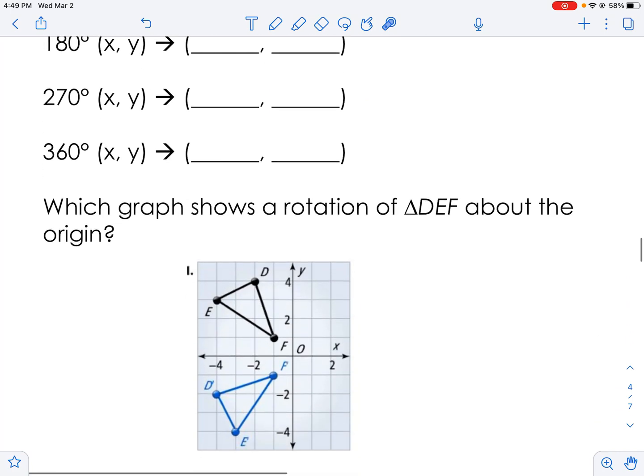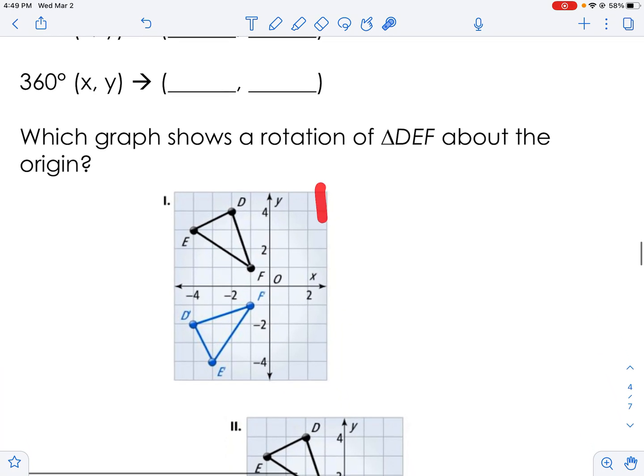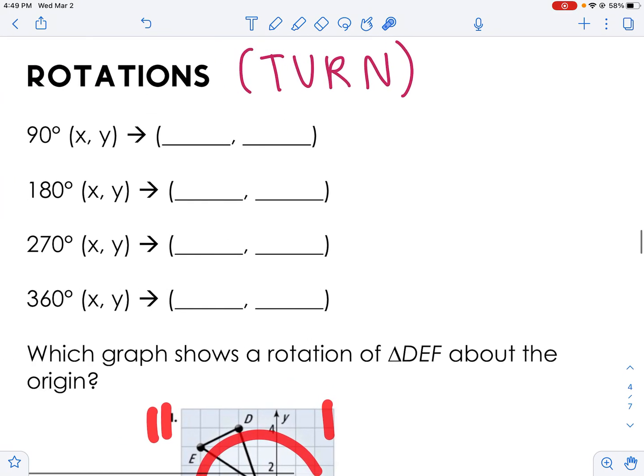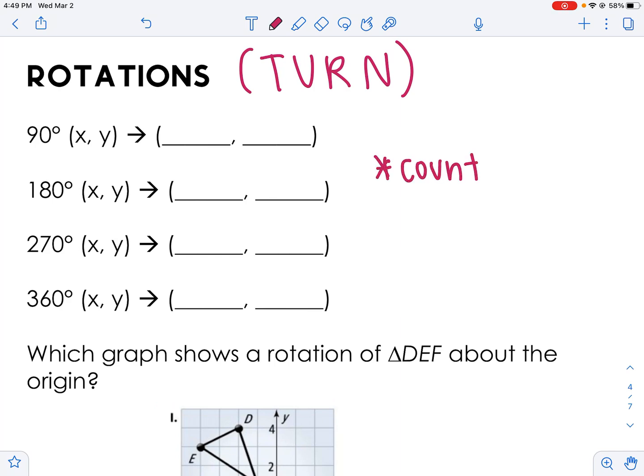Now, when I labeled my quadrants, remembering this is 1, 2, 3, and 4, I go counterclockwise. And that's what throws some people off with this, is that our default is counterclockwise. As I'm rotating these shapes today, I need to make sure that I'm going counterclockwise, which is to the left.